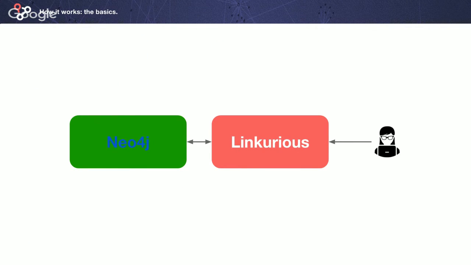So let me talk a little bit about the architecture and how it works. The most simple deployment case is Linkurious and Neo4j deployed on the same server, and then the end users simply type an address in their web browser to access Linkurious and can explore their data without having to install anything through their web browser.